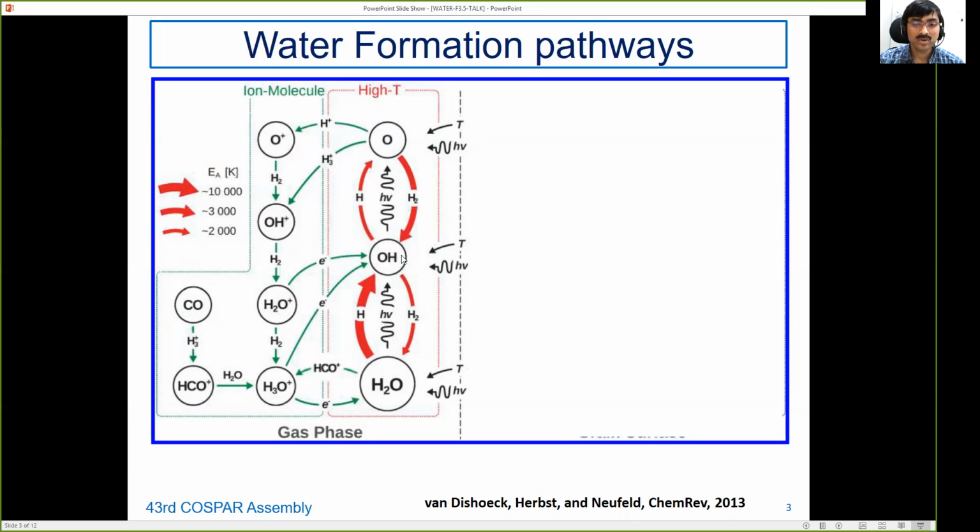Then OH of course can also react with H2 to form H2O. This reaction also has a barrier. So both of these steps are possible only at high temperature due to the presence of a reaction activation barrier.